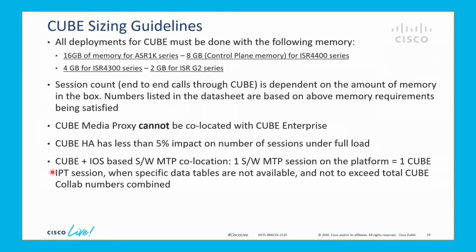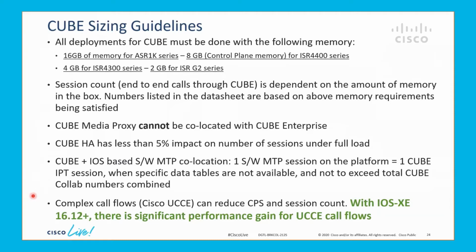At that point, you should not exceed the total number of Cube collab call numbers, meaning the session count that we list in the data sheet or the basic IP telephony numbers should not be exceeded. So for example, if you have a box that can handle 500 Cube calls and the numbers for iOS XE based software MTP co-located with Cube are not available, then you should target no more than 250 Cube calls on the box, and in your calculation reserve another 250 for software MTP, not to exceed the total 500 capacity.